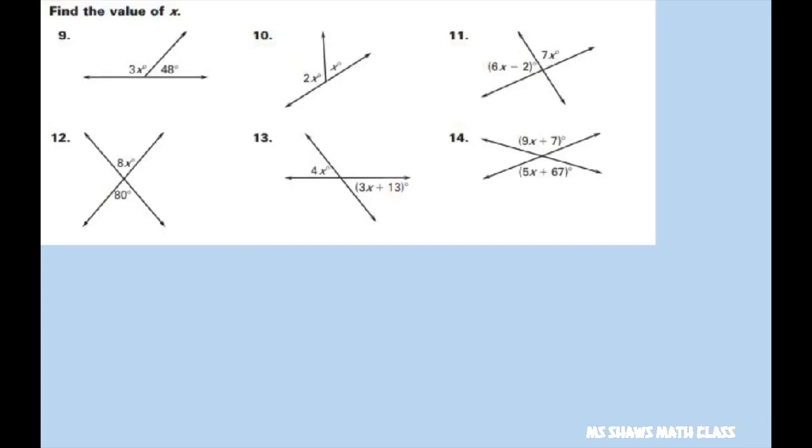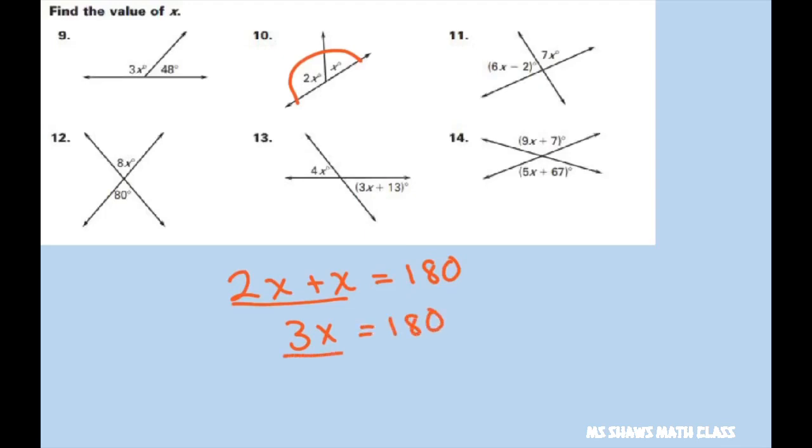All right. So this next one, it's the same thing. It's a supplementary angle theorem. So you just take your 2x plus x equals 180. So you simplify and you get 3x equals 180. Divide both sides by 3. And that means x equals 60. So if you plug in 60 here, you get 120. And this would be 60, and those two add up to 180.